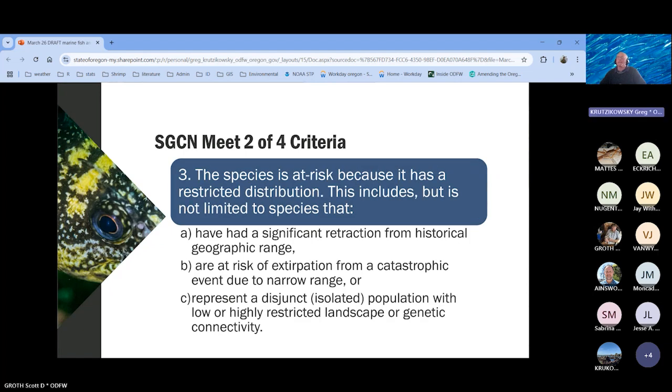The third criteria is that the species is at risk because of its restricted distribution. For this criteria, think of a species like an abalone that live only in rocky substrate habitats in a very narrow depth range. Next slide, please.